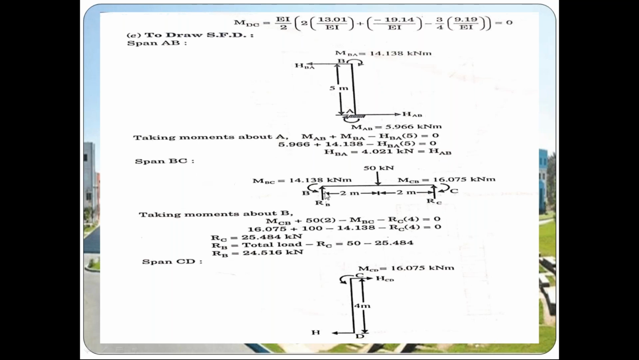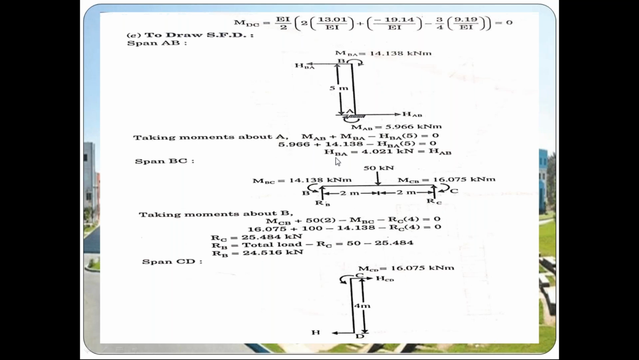Next, span BC. In span BC we have one load acting downward, 50 kilonewton. We name the reaction forces RB and RC, and we also have moments MBC and MCB. MBC is an anti-clockwise moment, so minus 14.138, and we put it in the anti-clockwise direction. MCB is a positive value, plus 16.0 something, a clockwise moment, so we put it in the clockwise direction. Taking moment about point B, we can get RC and RB. Both values are positive, which means the assumed direction is correct.